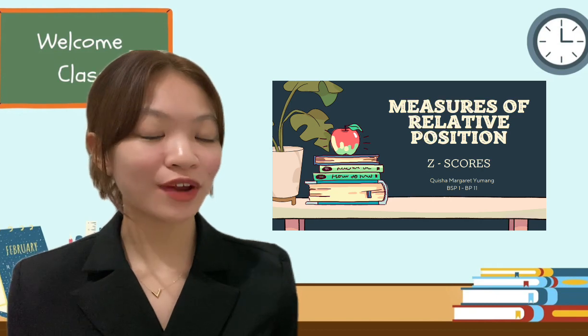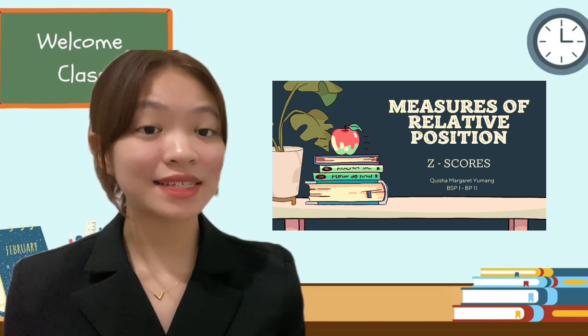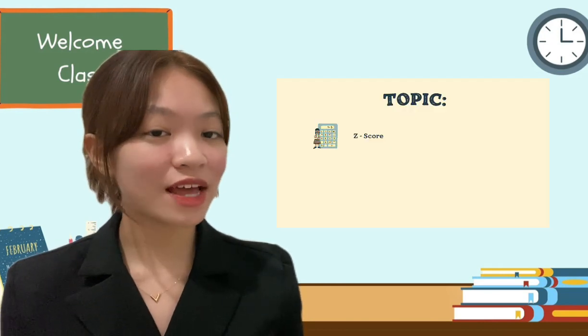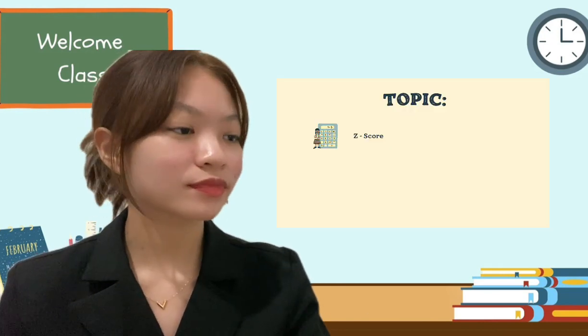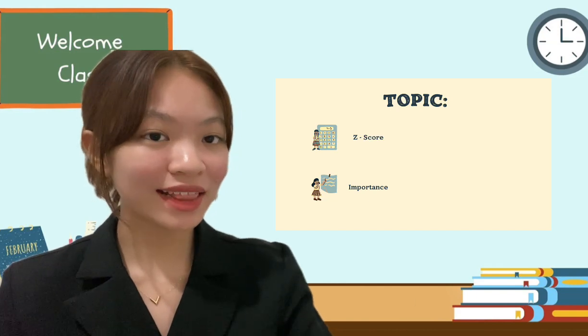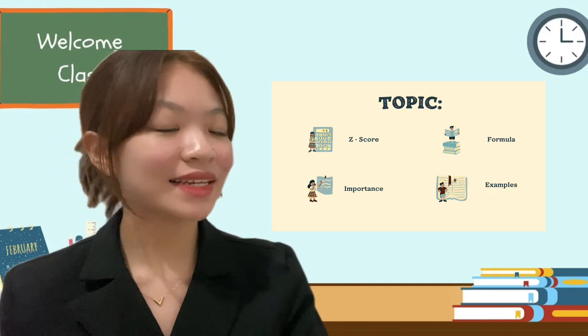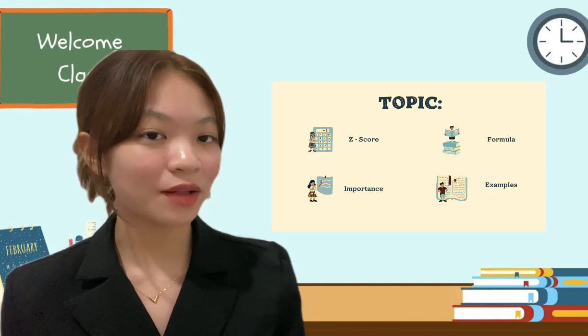Like I said, our topic today is all about measures of relative position, specifically Z-scores, and our agenda consists of determining the definition of a Z-score, its importance in our everyday lives, the formula to calculate the Z-score, and of course, an example problem that will undoubtedly help us to understand the topic better.